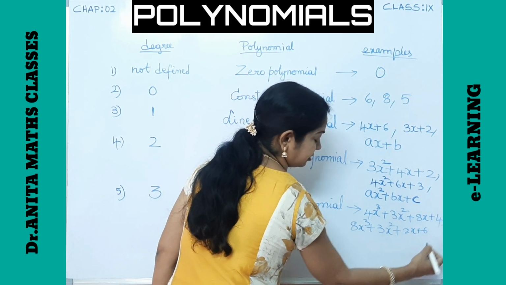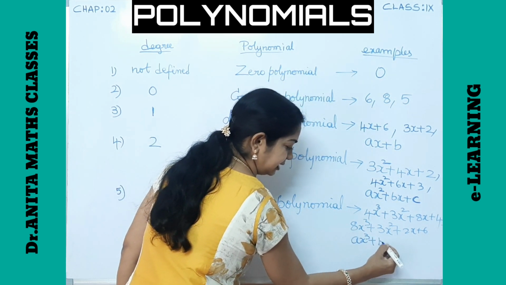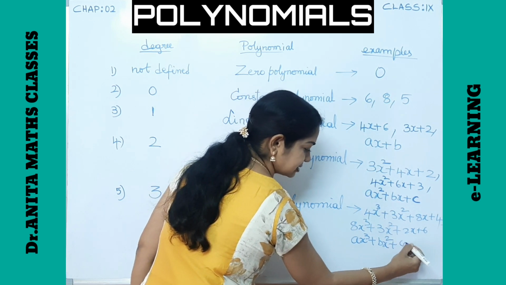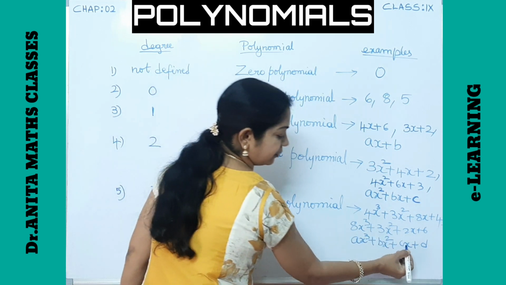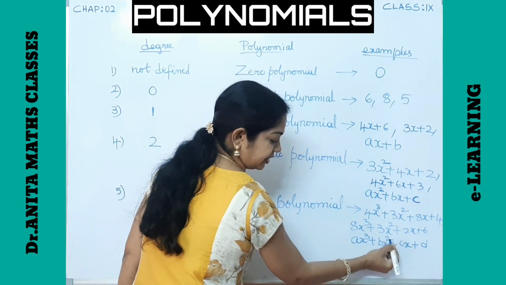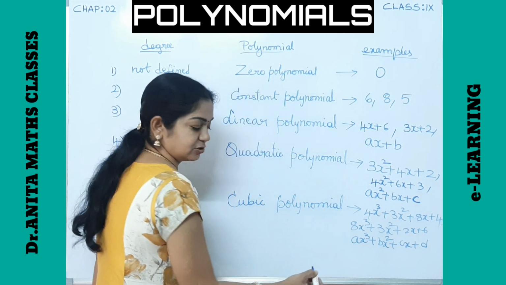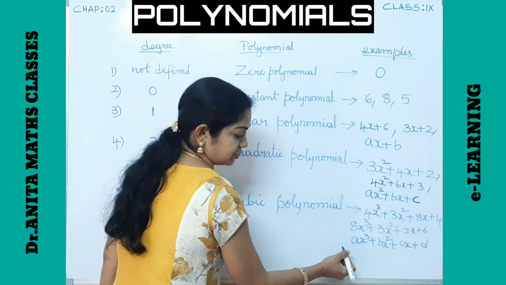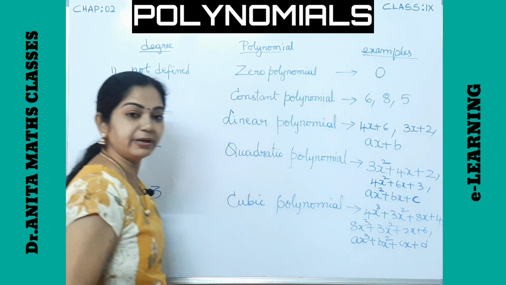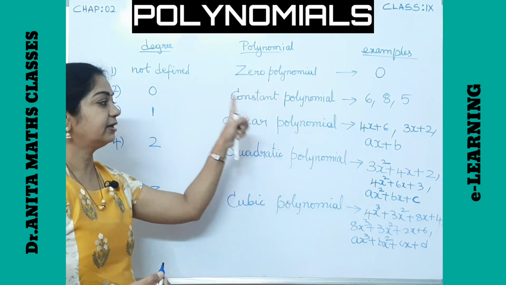Likewise you can write. The general form is ax cube plus bx square plus cx plus d. Here the constant is d. The coefficient of x is c, coefficient of x square is b, coefficient of x cube is a. So a, b, c are coefficients, d is the constant. This is the general form of a cubic polynomial having degree 3. So these are the different types of polynomials based on the degree.